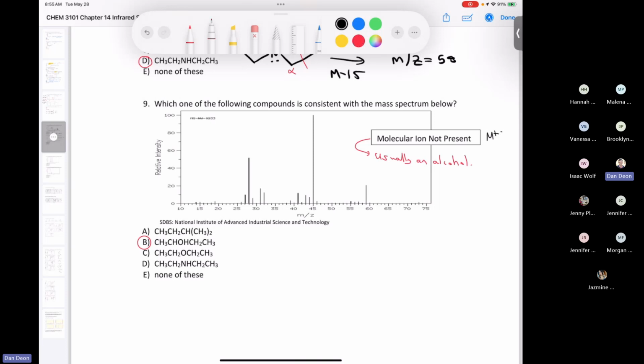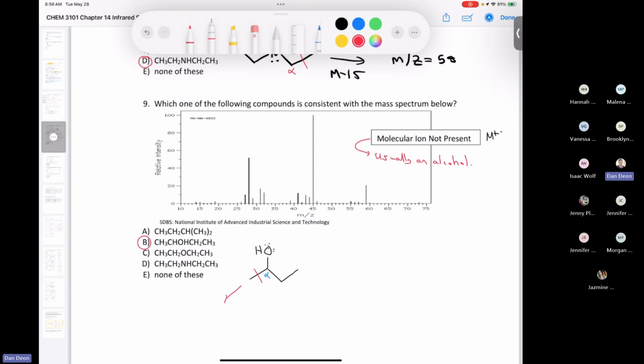But if we take a look at that compound, I'll just show you some further evidence. So this is called 2-butanol, and the name is neither here nor there. But if we take a look at this compound, we see that this is our alpha carbon, so we could have alpha cleavage here.